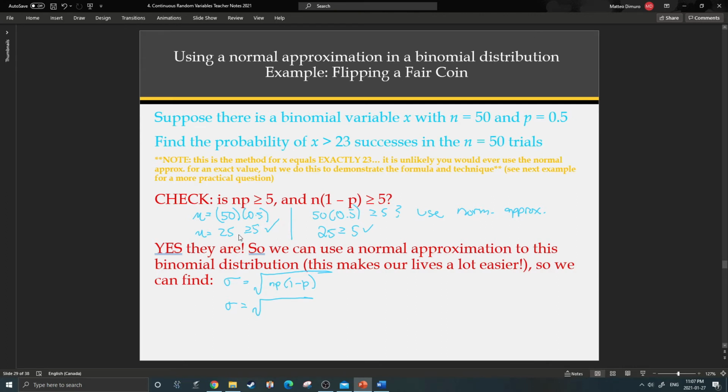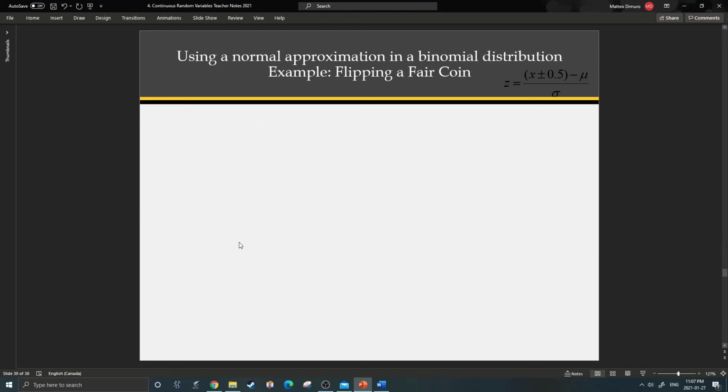Well, now n times p is 25, so we'll save ourselves some time. 1 minus p is 0.5. Type that in on your calculator, and then do the square root of it. Pause the video for a moment. You get 3.5355. Great. So we got that for our standard deviation and this for our mean. So remember that as we go to the next page, which is completely blank.